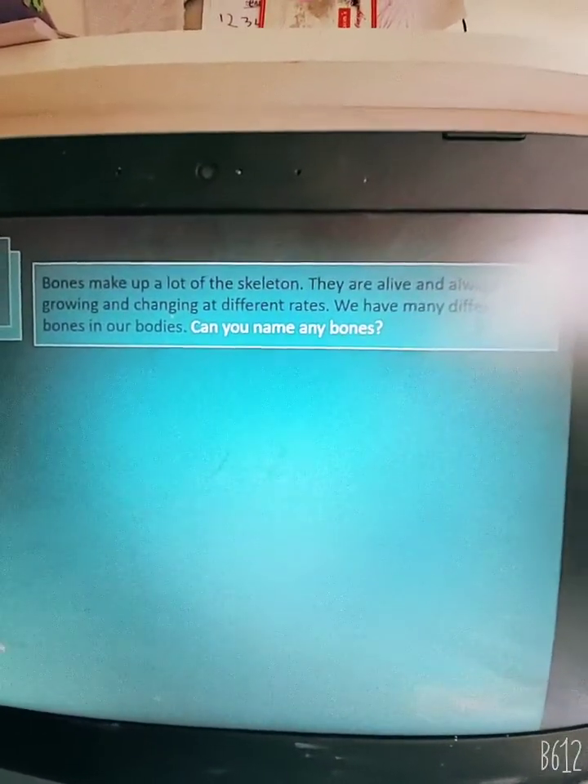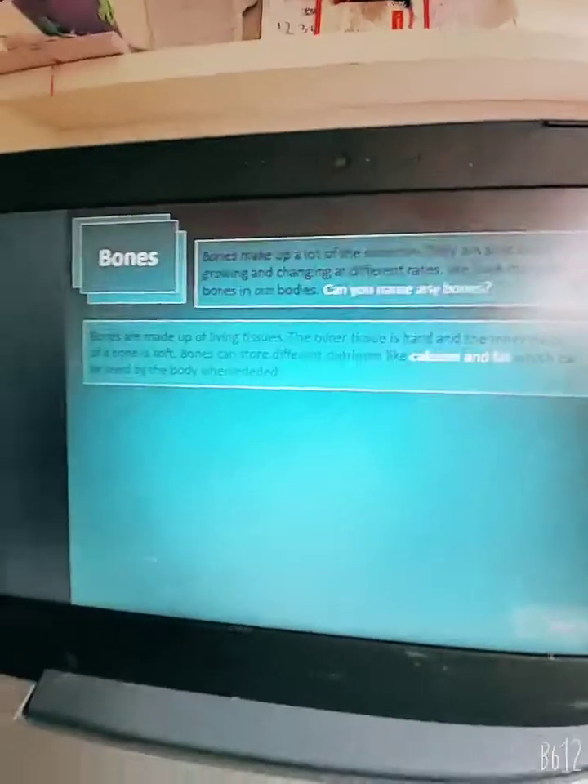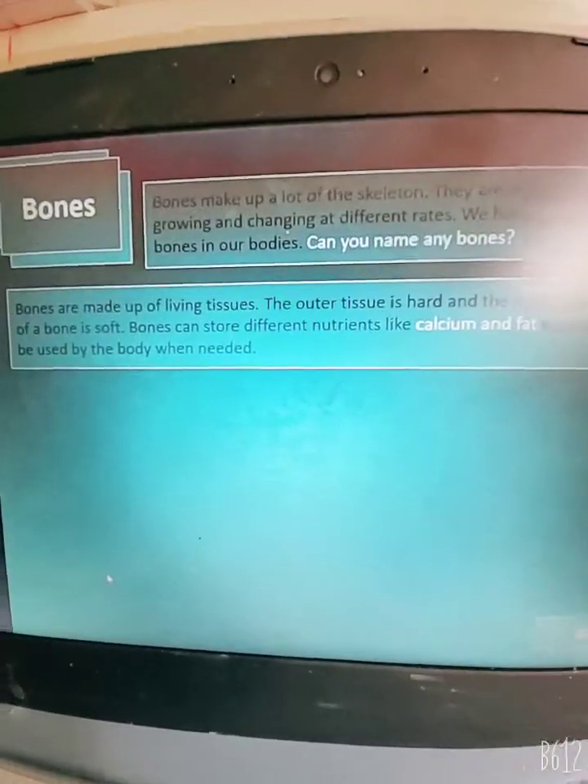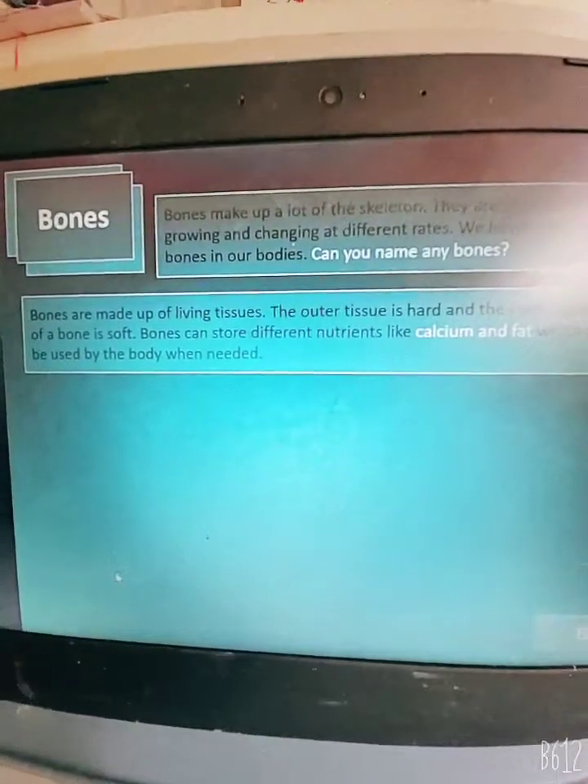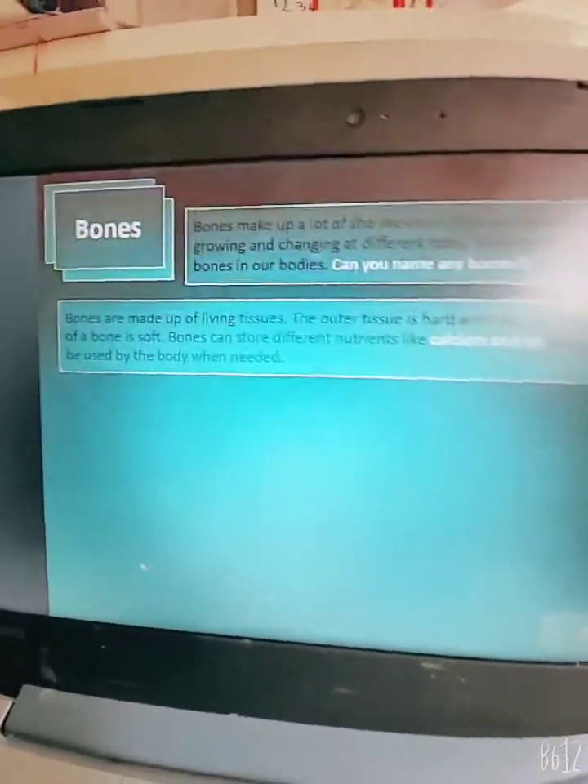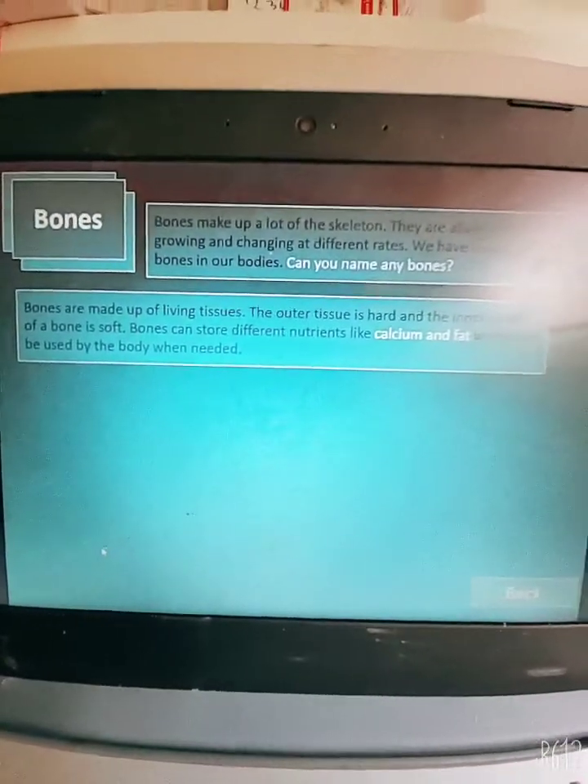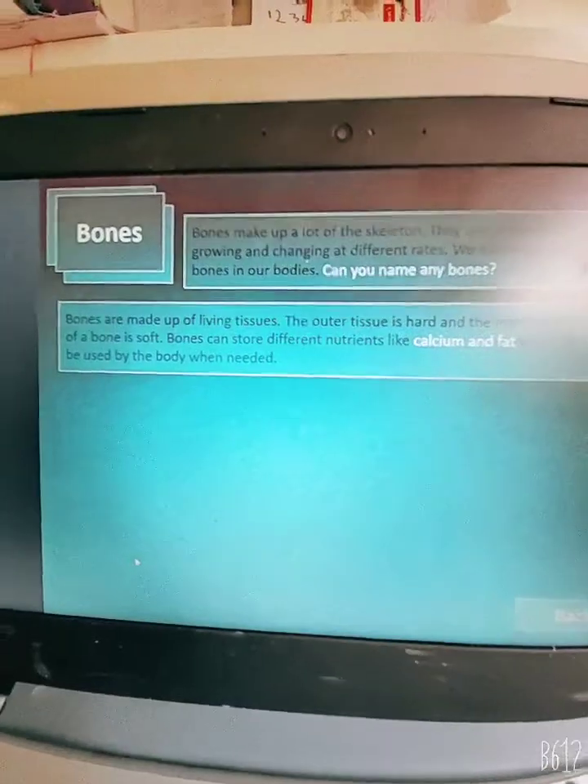We have many different bones in our body. Bones are made of living tissue. The outer tissue is hard and the inner tissue is soft. Bone can store different nutrients like calcium and fat, which can be used by the body when it is needed.